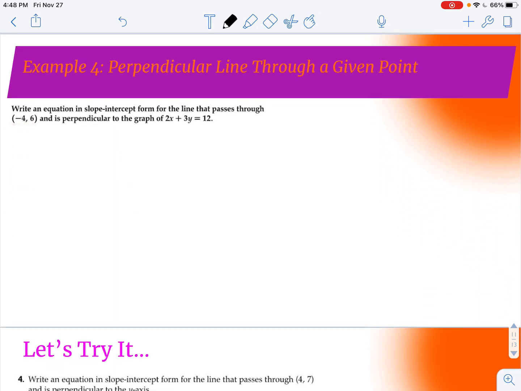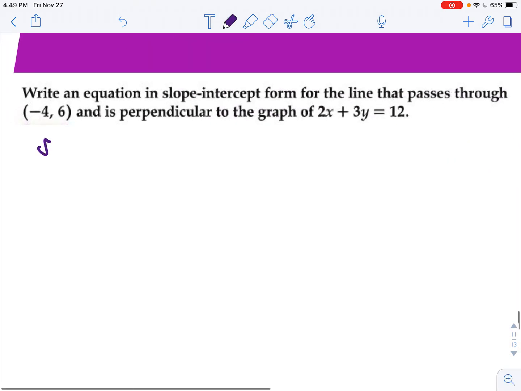Example number 4 is perpendicular line through a given point. It says write an equation in slope-intercept form for the line that passes through negative 4, 6 and is perpendicular to the graph of 2x plus 3y equals 12. So step 1, like we talked about, is finding our slope. So step 1, find the slope.